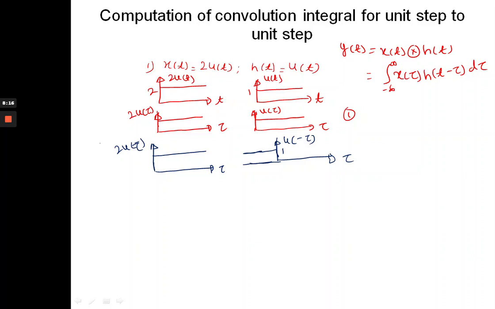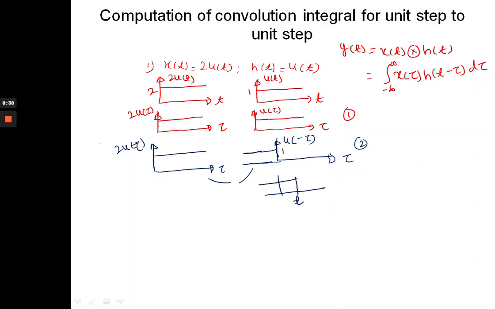Then take the product of these two signals. Next step: now if we take the product of two signals, then we will shift this signal, right? Now here this product is 0, hence we will shift this signal. Next one is shift this signal.